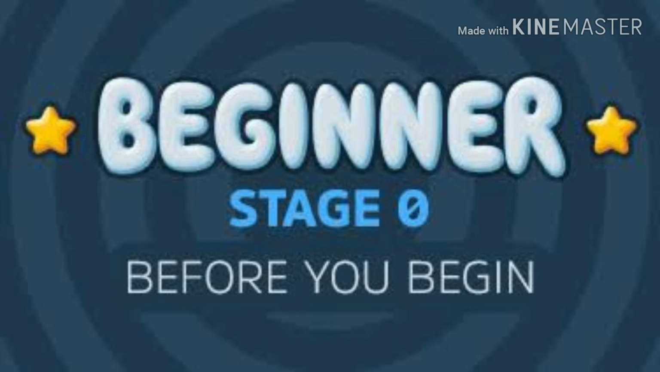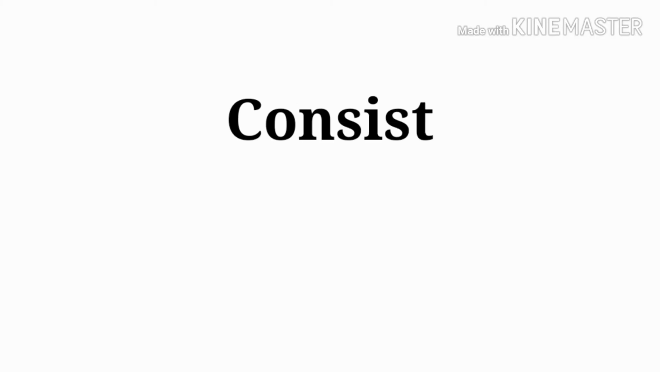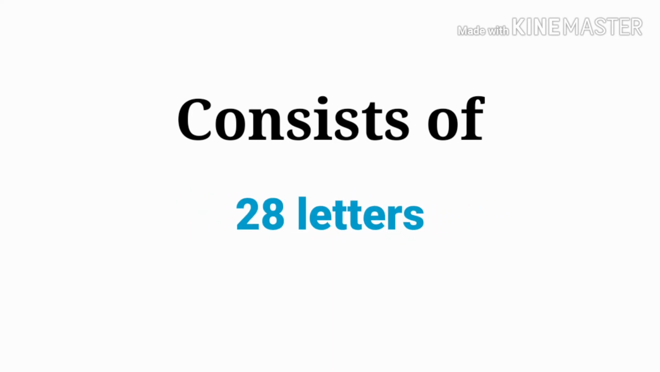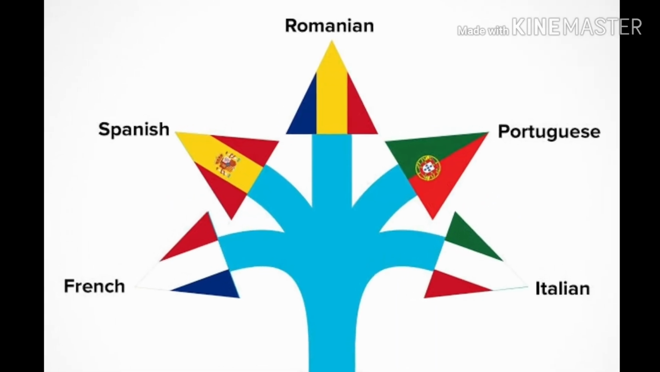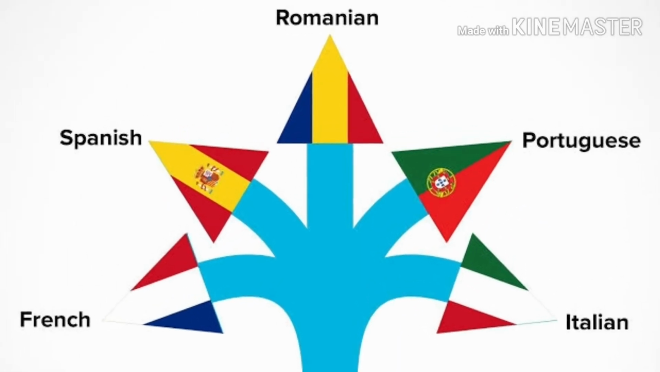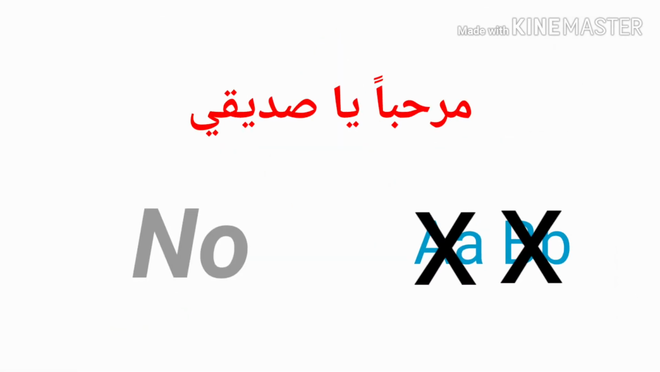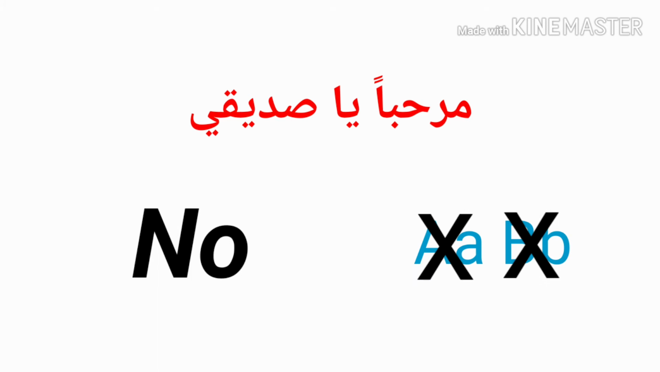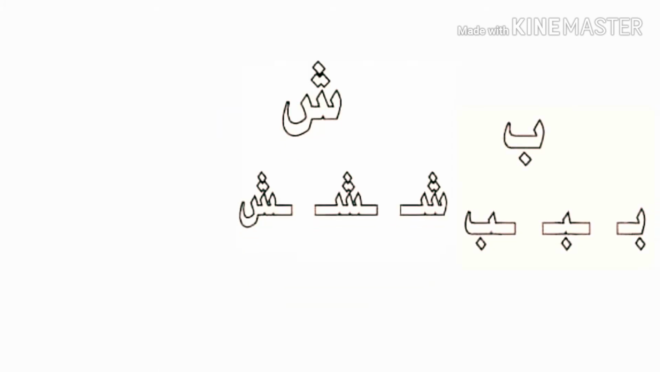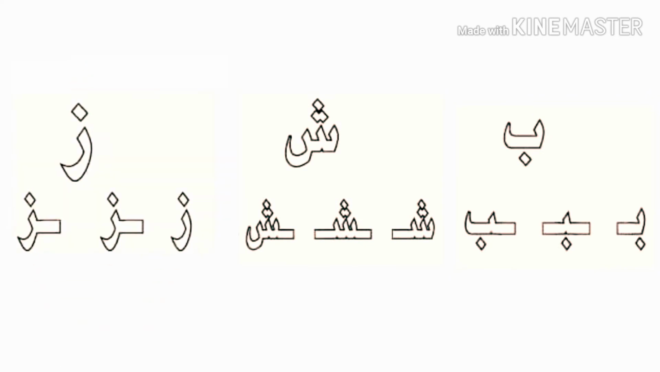Also, before we start, you have to know some facts. The Arabic alphabet consists of 28 letters. It's completely different from Latin-based alphabets. It is written from right to left and it doesn't have upper and lower case. Each letter can be written differently based on its location in the word.